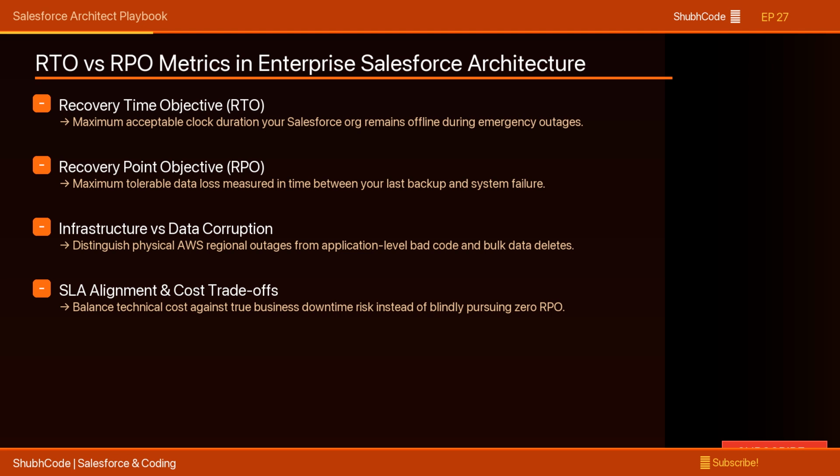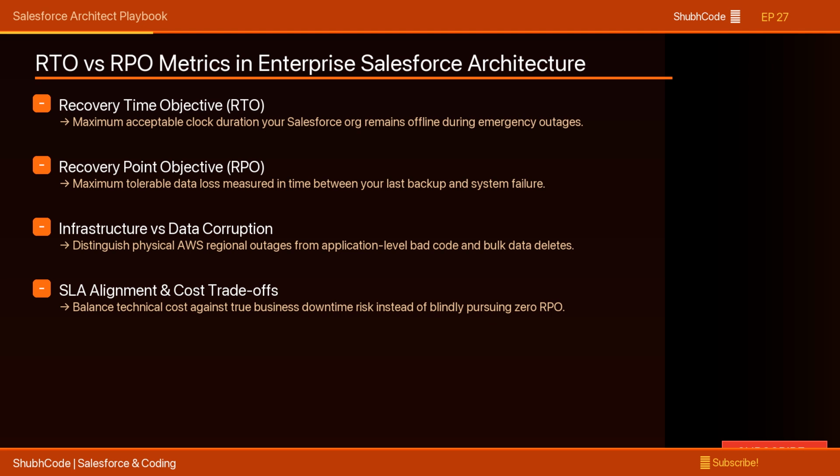Many junior architects fall into the trap of promising Zero-RTO and Zero-RPO without realizing the immense technical complexity and cost involved. In standard Hyperforce deployments, Salesforce provides an out-of-the-box infrastructure RTO of roughly 4 hours and an RPO of 15 minutes. However, for Tier 1 mission-critical systems like global call centers or healthcare emergency dispatch, a 15-minute data loss gap can mean losing thousands of customer transactions.